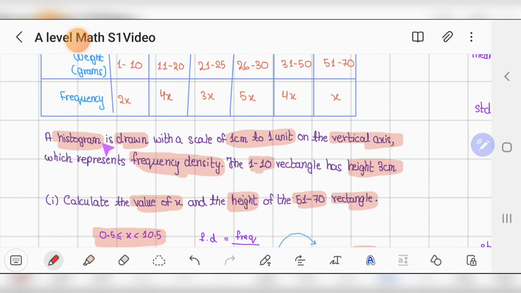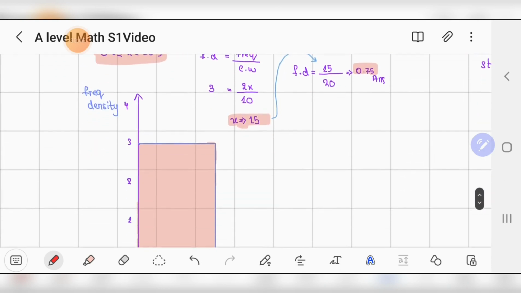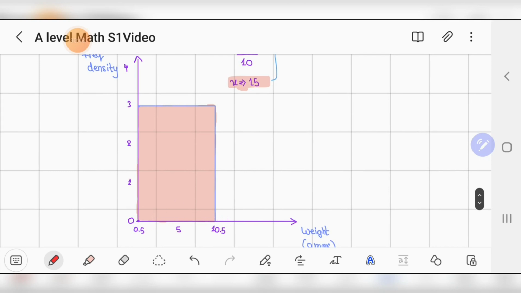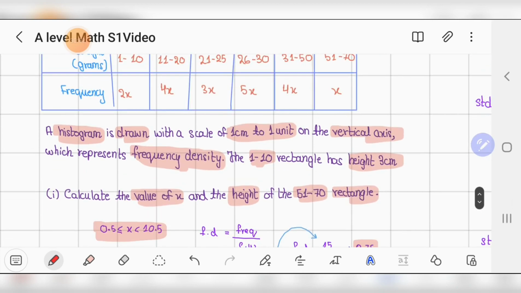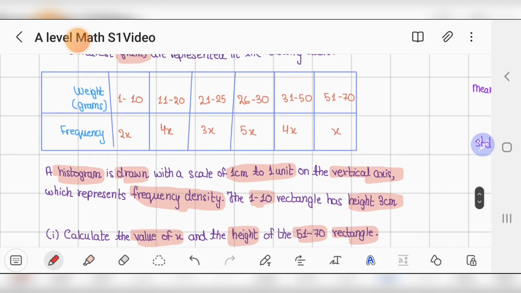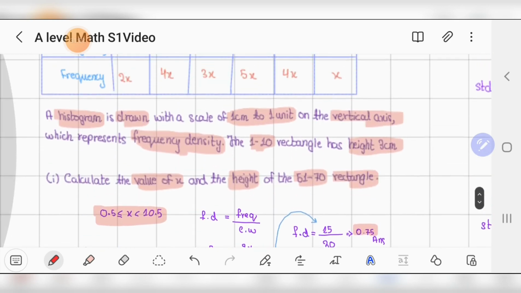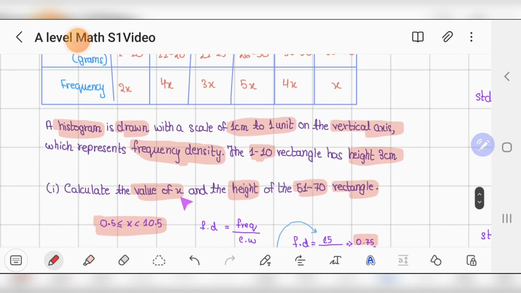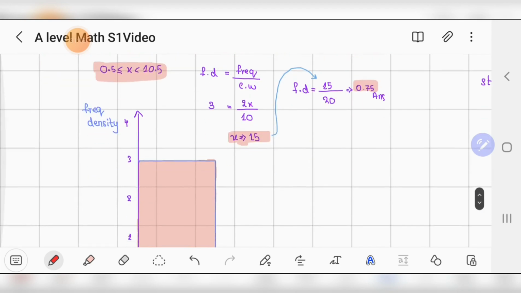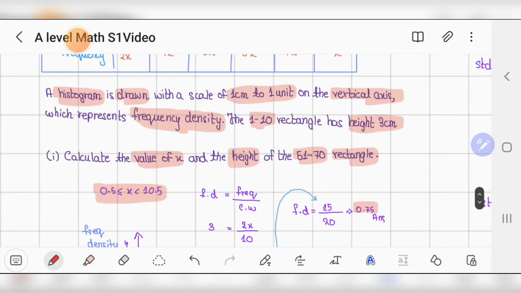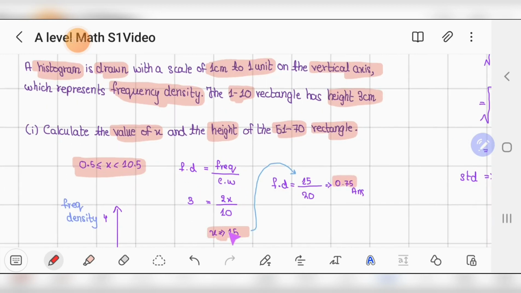Okay, and saying the histogram is drawn with a scale of 1 cm to 1 unit on the vertical axis, which represents frequency density. So we just made this, got this. This is a class interval. Calculate the value of x and the height of the 51 to 70 rectangle. First we try to calculate the value of x. We have used these class intervals, and just putting in the frequency density formula, we got the value of x.